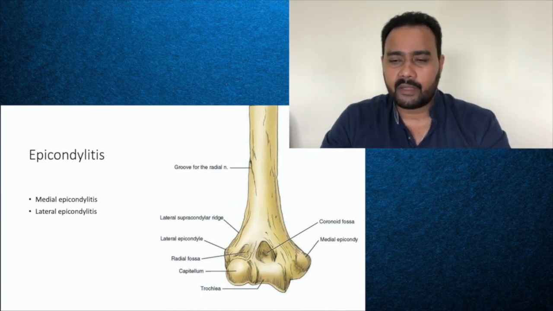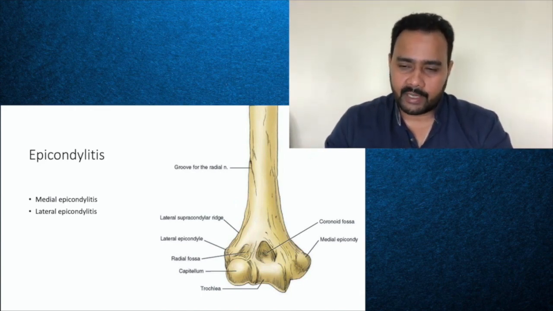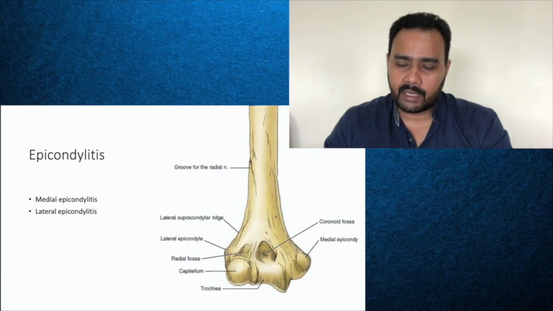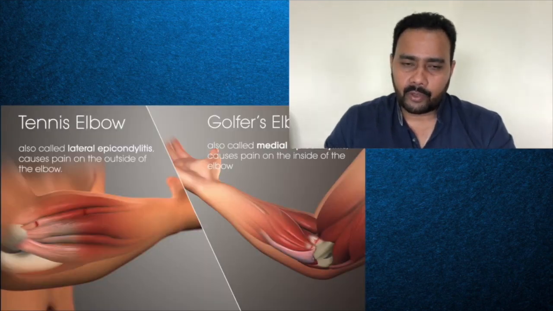So the inflammation around the medial epicondyle, we call it medial epicondylitis. And whenever there is an inflammation in the lateral epicondyle, it is called lateral epicondylitis. So whenever somebody comes with elbow pain, how to differentiate whether it's a medial epicondylitis or a lateral epicondylitis? You have to know there are two important things, a tennis elbow as well as the golfer's elbow, right?